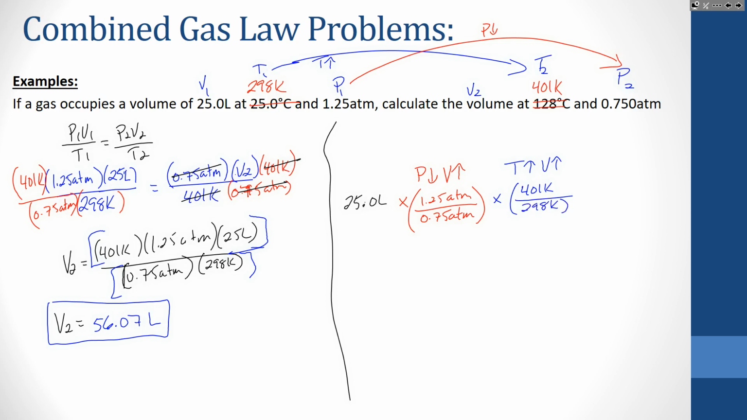Oops, don't need the bracket there. So when you do that math, it should end up being the exact same answer, which is 56.07 liters. There's your final answer.